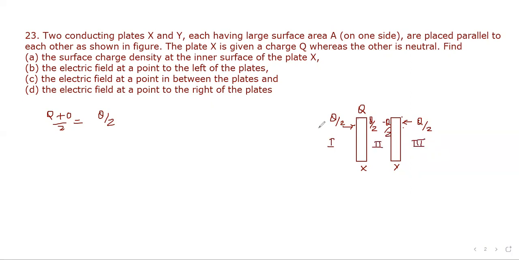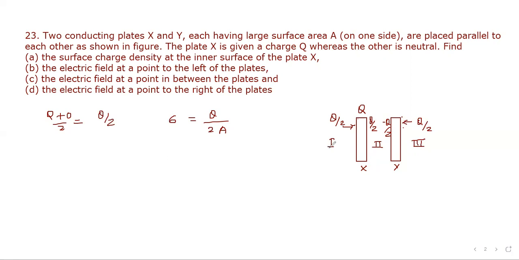So first part of the question says, find the surface charge density at the inner surface of the plate. So here we have to find out surface charge density. Surface charge density sigma equals charge divided by area. So charge contained here will be Q by 2, and the area is A. So surface charge density will be Q upon 2A.